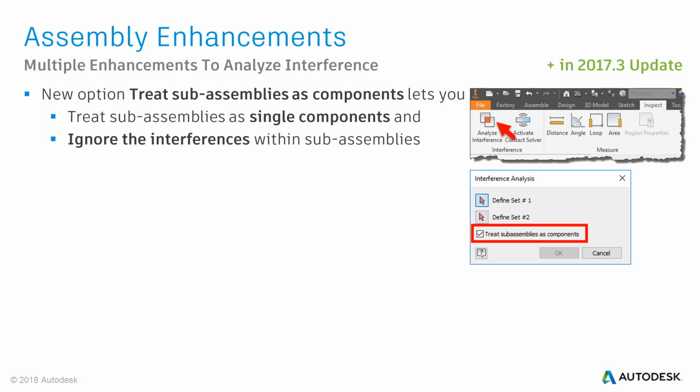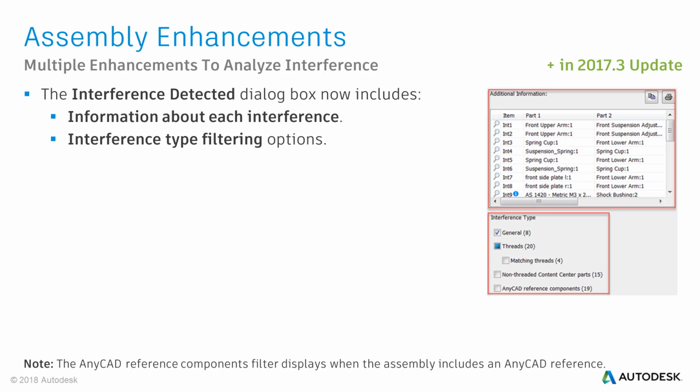For a long time I wished to have a more comprehensive interference analysis. With the Inventor 2017.3 update, you get a couple of really nice interference analysis command features. Let's start with the Treat Subassemblies as Components checkbox, which lets you treat subassemblies as single components and ignores the interferences within the subassemblies. The Interference Detected dialog box was made resizable and now contains information about each interference.